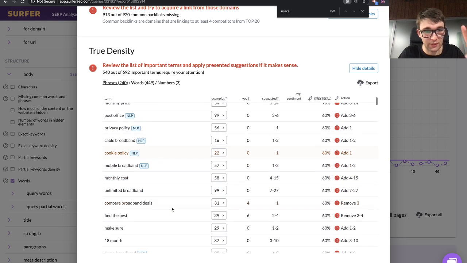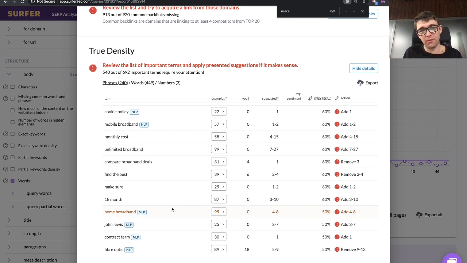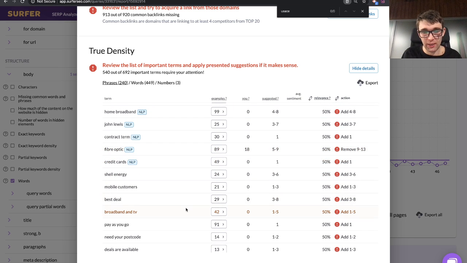As you can see, there is quite a lot of terms that are missing, not only for the NLP entities, but for the others as well. So again, 18 months is also missing. I'd say that it will be a good idea to inject as many of those contextually relevant terms to your content as possible, because you can find some keywords in this list as well. It's a pretty long list of terms that your competitors are using, but you are not.